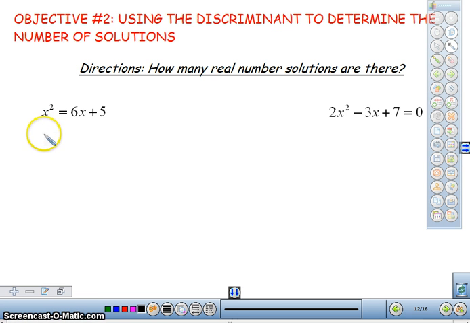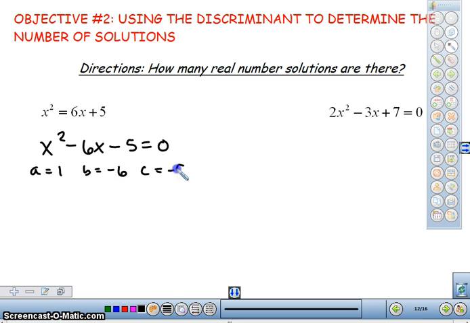First thing we have to do is we're going to need to get our equation in standard form. What does it look like in standard form? That means x squared. In this case, we're going to subtract 6x from both sides. Minus 5 equals 0. Again, you still want to think about what is your a, 1. What is your b? Be careful, it is negative 6. And our c is a negative 5.